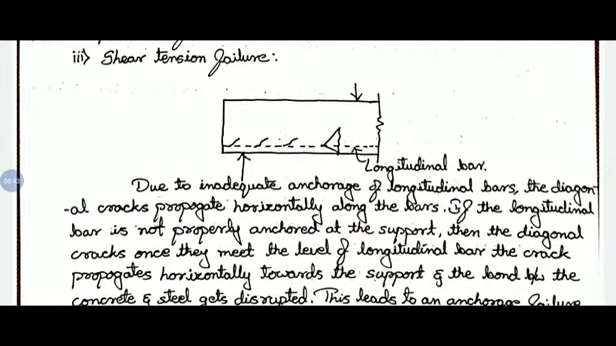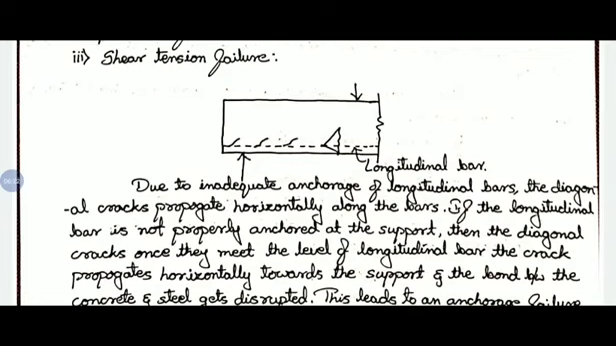Next type of failure is shear tension failure. The first one is shear compression failure, and here we have shear tension failure. In this, there is inadequate anchorage of longitudinal bars. The diagonal cracks propagate horizontally along the bars. When we are providing the longitudinal reinforcement, we will provide a hook at the end of the bars. If we provide only straight bars, there will not be proper anchorage for the reinforcement bars.